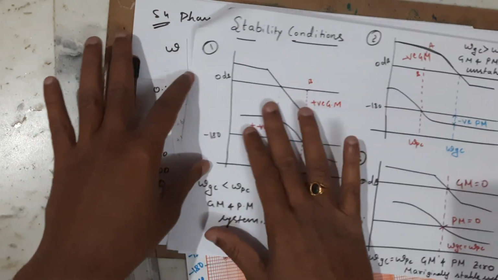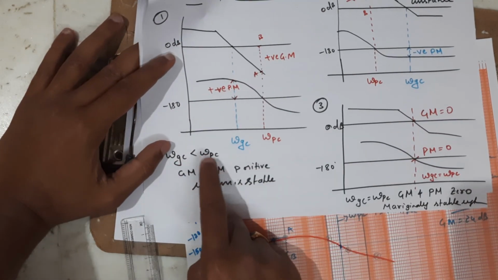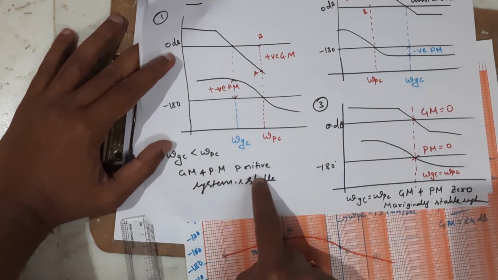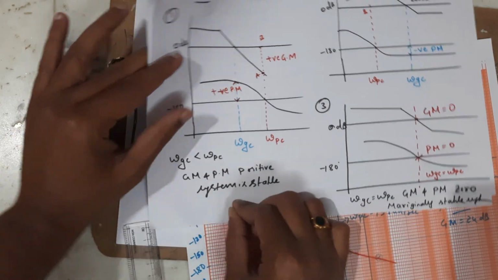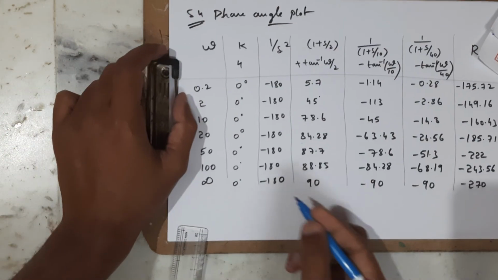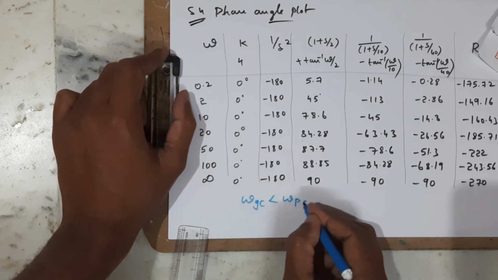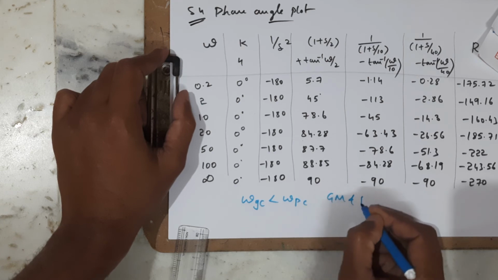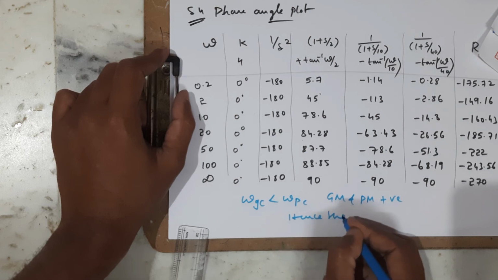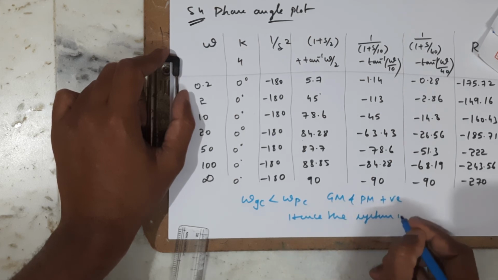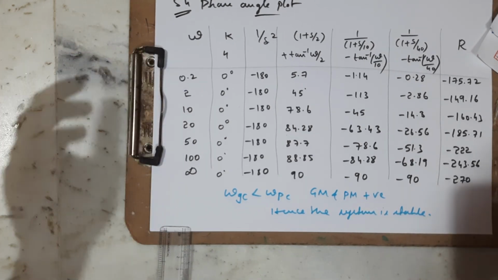For stability, we have three conditions. We found that omega GC is less than omega PC, and GM and PM are positive. Therefore the system is stable. This is the final comment that you have to draw: omega GC is less than omega PC, GM and PM are positive, hence the system is stable.